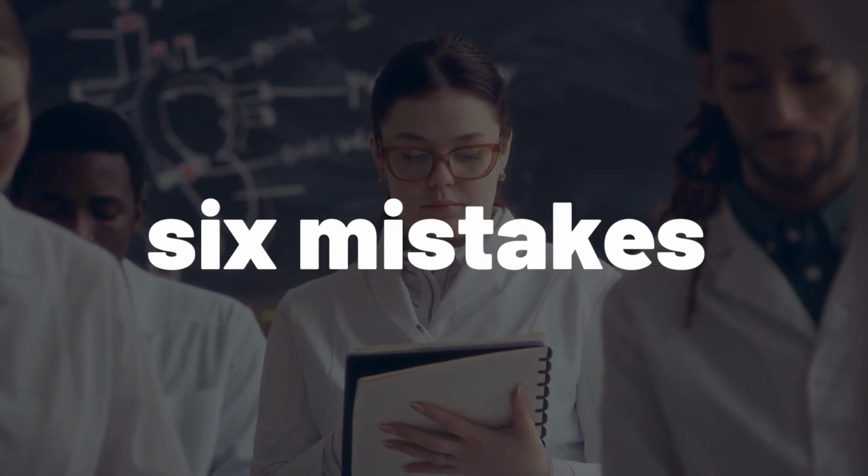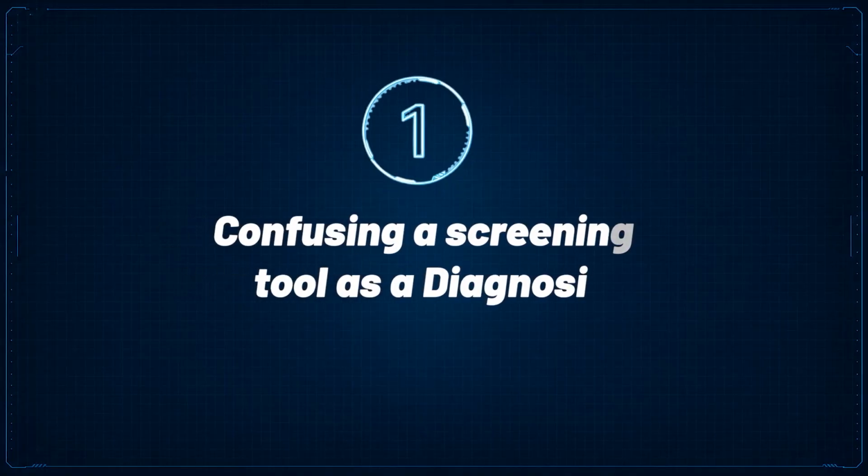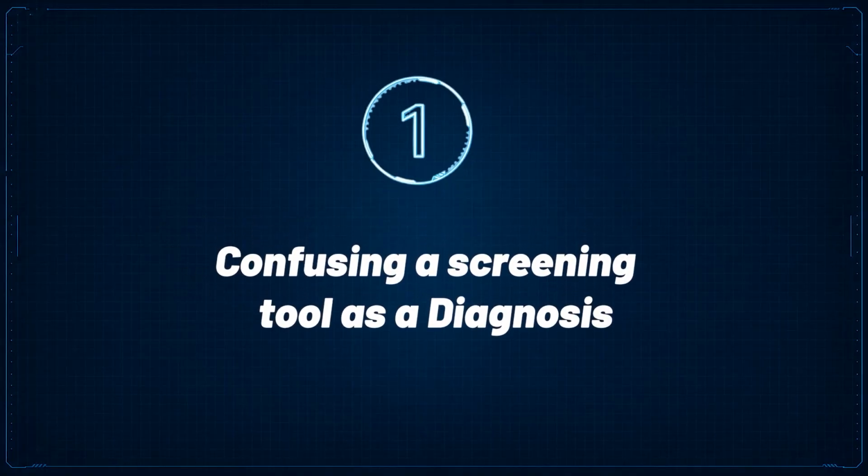A sepsis alert is one of the most common overnight pages you will get. It's also one of the easiest to get wrong. Today, I will show you the 6 mistakes I still see residents make and the exact framework I use to decide what to do in the first 30 minutes after a sepsis alert. Let's get into it. Mistake number 1, confusing a screening tool as a diagnosis.